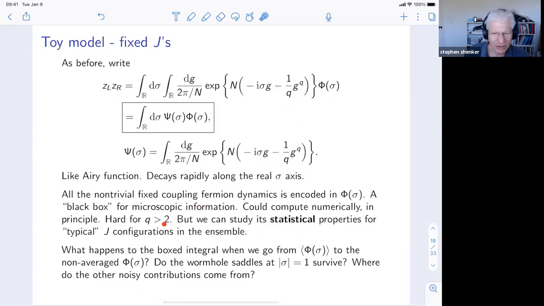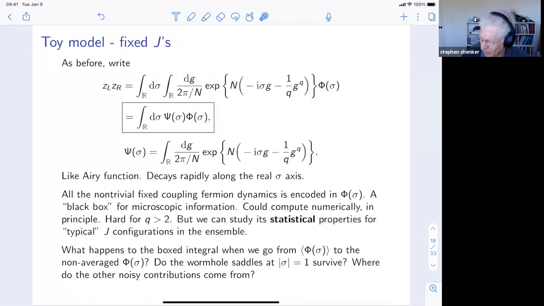We could compute it numerically, as I said, but even without knowing the answer for fixed j's, we can study its statistical properties for a typical j configuration and get some idea of where this integral is big and where it's small. Because the integral will make a big contribution where this thing is typically big.